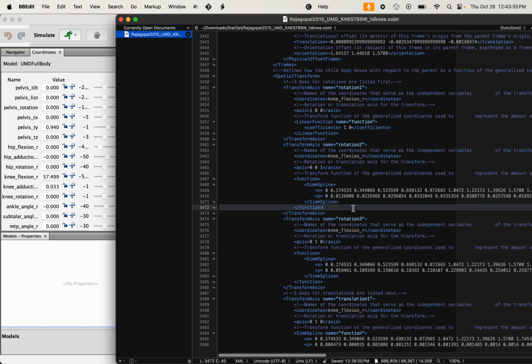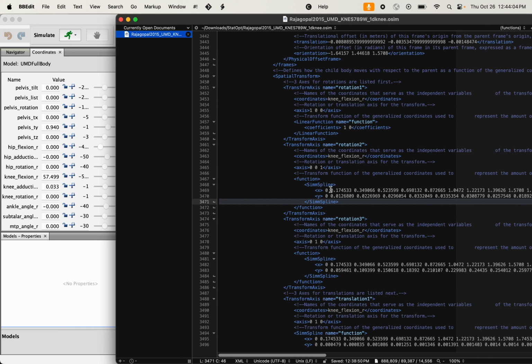What this is doing is it's saying knee flexion, that occurs about this axis, the flexion axis of the knee. Knee frontal plane motion occurs about this axis, but it's defining that motion as a function of knee flexion. That's what this spline function is doing down here.